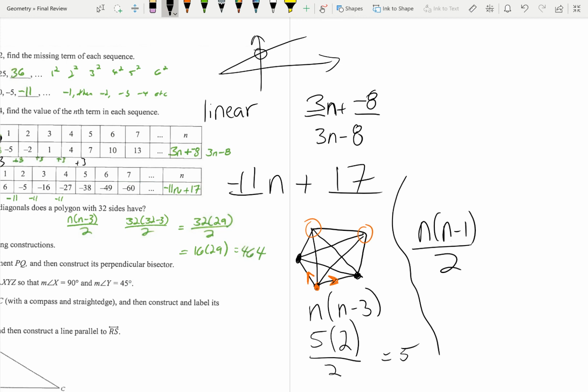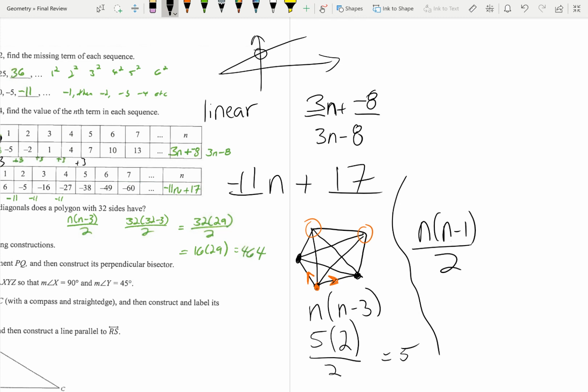This is the formula for the number of handshakes, right? So imagine we're doing a handshake problem. There are 32 people in a room. How many handshakes are there? Well, 32 people are going to shake 31 hands. So if you go around the room, everyone will say, well, I shook 31 hands. So 32 times 31.